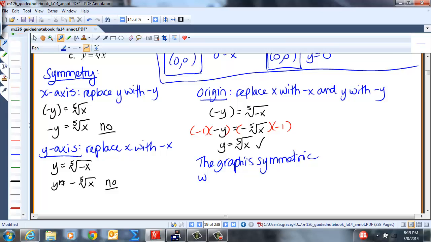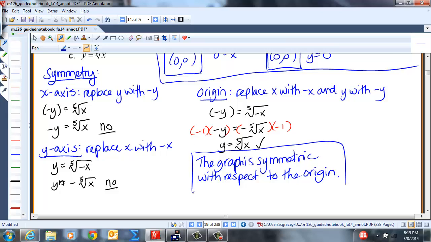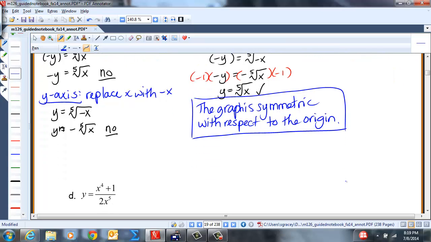Graph is symmetric with respect to the origin. All right, moving right along, my friends.